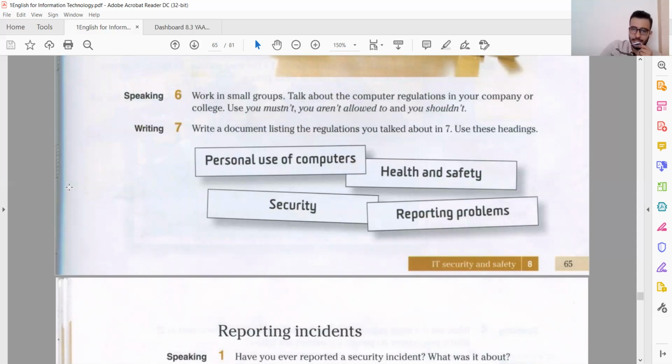Okay, so today's homework is to write a document listing the regulations you talked about using these headings.